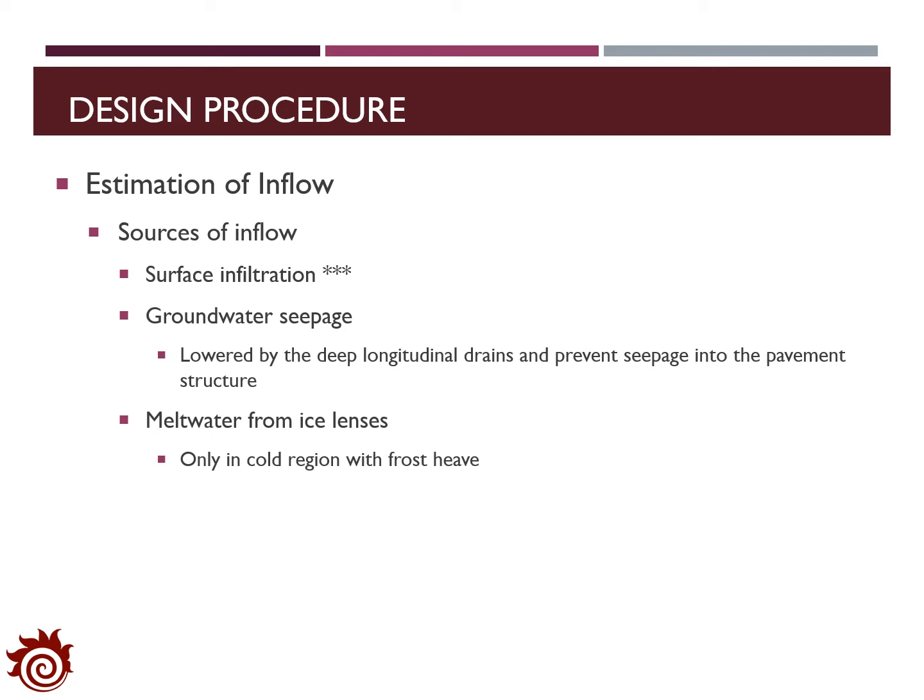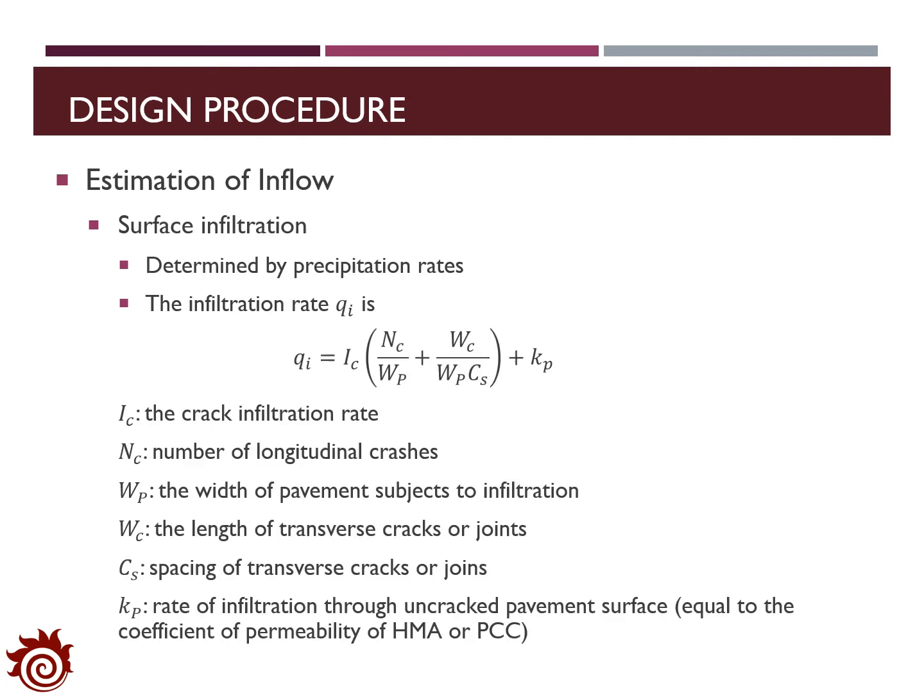For the groundwater, if possible, we want to introduce the deep longitudinal drain to lower the groundwater so that we can prevent the seepage into the pavement structure. And for the last one, meltwater. It usually occurs at the region with a very low temperature and frost heave effect. Usually the meltwater and the groundwater won't occur at the same time, so we need to put this one in the consideration for the drainage design. The estimation of the surface infiltration is the most important part for the estimation of the inflow.